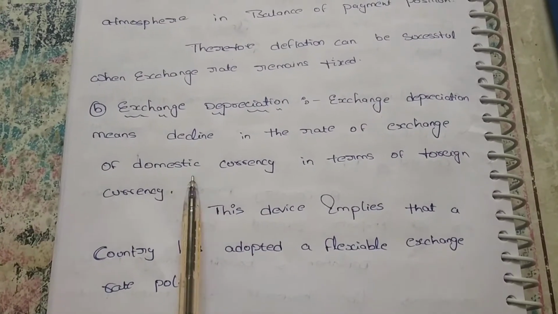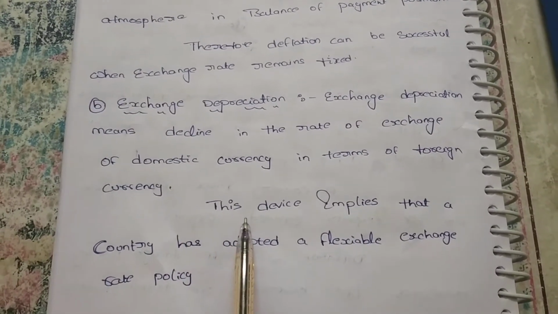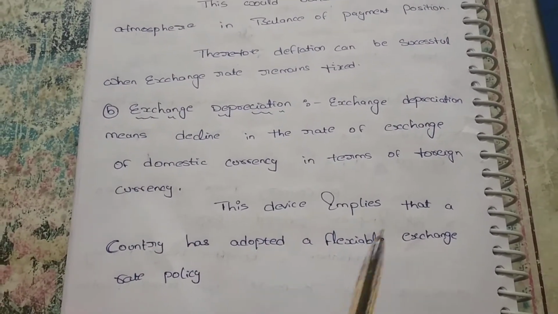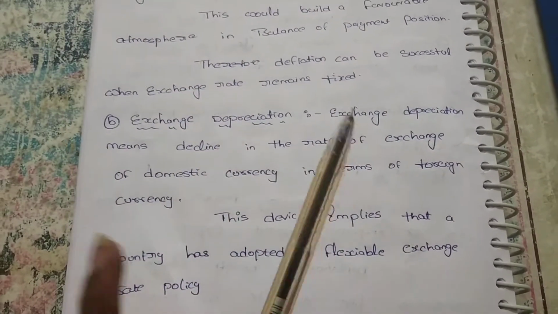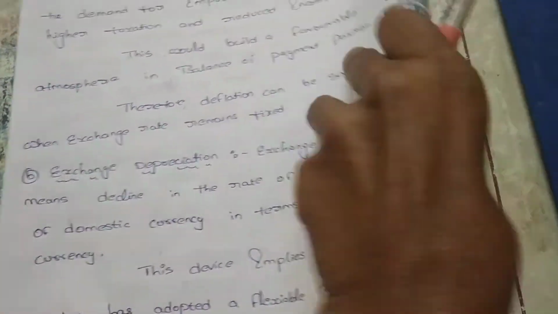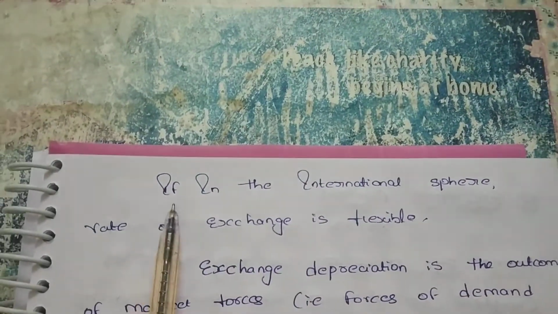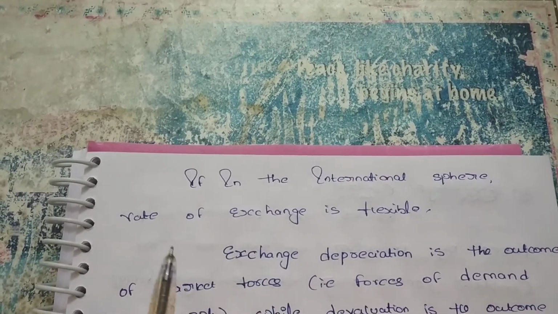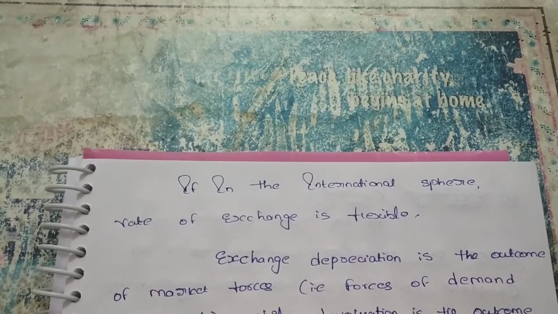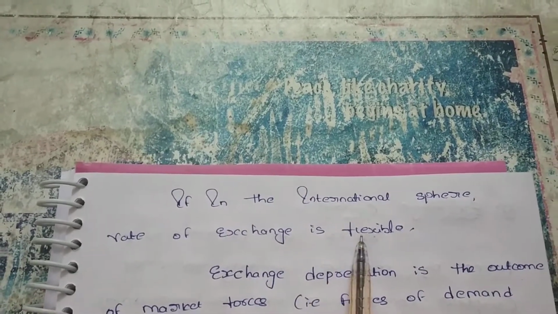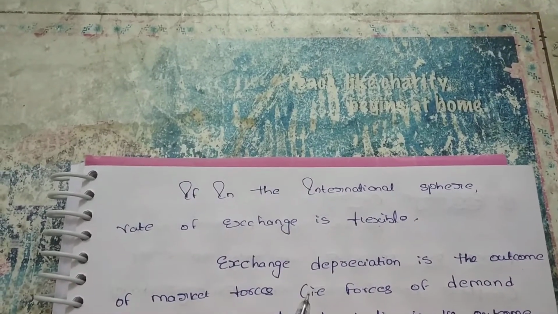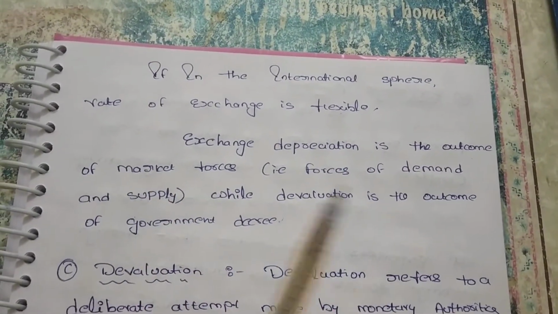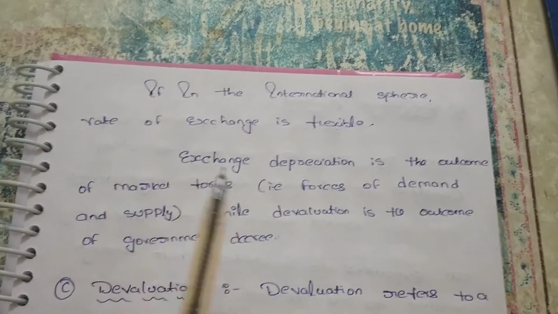The device implies that the country adopted a flexible exchange rate policy. Flexible means it can be changed at any time. Flexible means it can fluctuate at any time. In the international sphere, the rate of exchange is always flexible. It can fluctuate. It may increase or decrease the exchange rate based on our imports and exports, the environment. Based on all these factors, the exchange rate will be flexible.